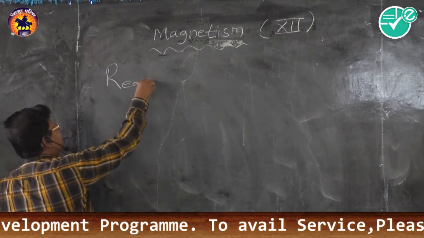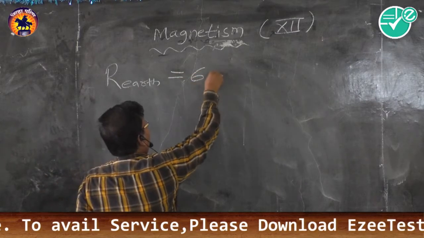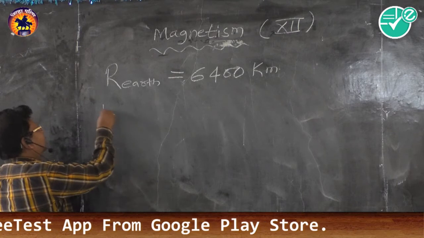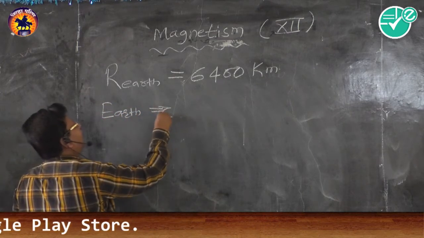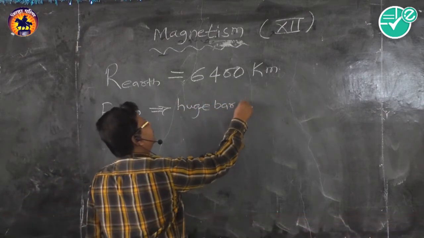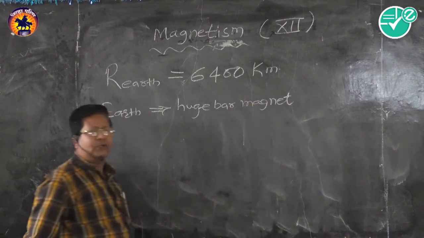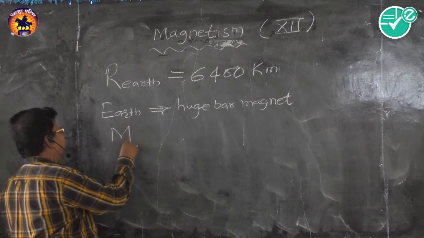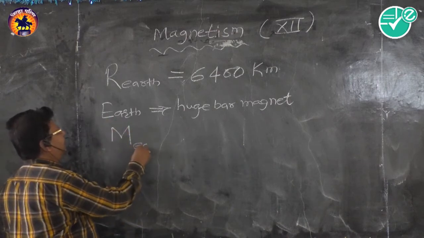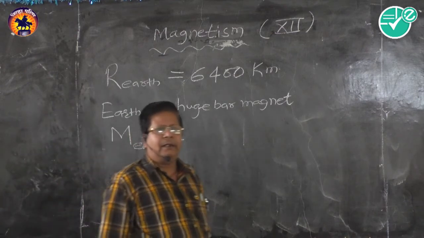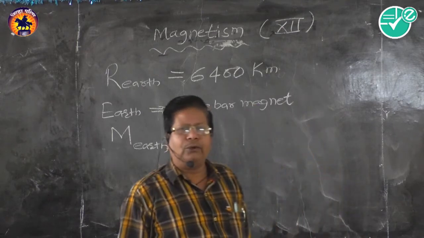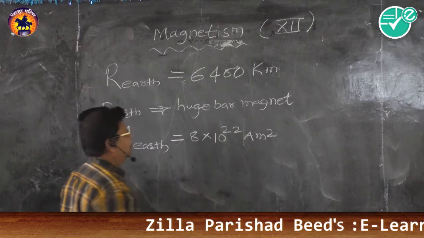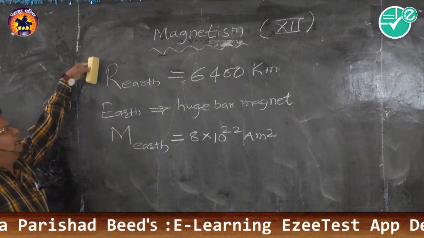radius of the earth, we know it is 6400 km. Again, we know that earth behaves like a huge bar magnet. As the earth behaves like a huge bar magnet, it must possess magnetic dipole moment, and the value of magnetic dipole moment for earth is 8 × 10^22 ampere meter square.